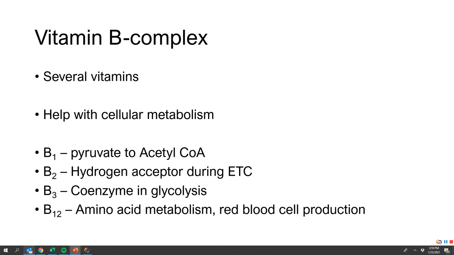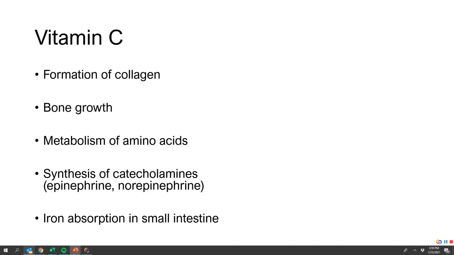B3 is a coenzyme in glycolysis, and then B12 helps with red blood cell production and metabolism or breakdown of amino acids. Vitamin C is one that's pretty common, or that you've heard of, right? Eat your orange or citrus, that sort of thing. You don't want to get scurvy. So it helps with a variety of things, such as what's listed here. Collagen, that's connective tissue, bone growth, breakdown of amino acids, and it helps with formation of catecholamines. Okay, those are epi and norepi, and it also helps with iron absorption.